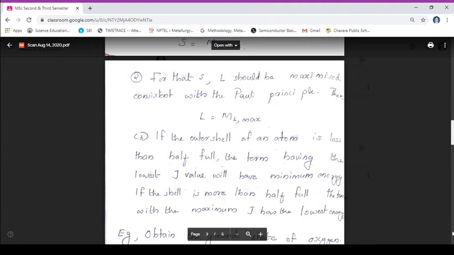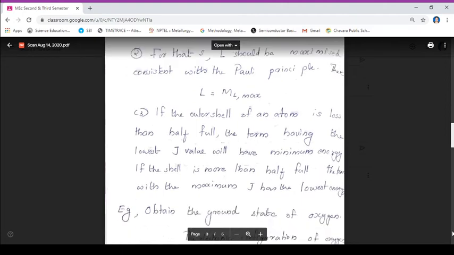Whereas if the d shell is having more than 5 electrons, in that case you can call the shell a more than half filled shell. So the term with the maximum J value will be having the lowest energy. So you have to be very careful about this. This type of question will be asked in competitive exams: find the ground state of the corresponding atom or molecule. At that time you can use this rule to find out the ground state.